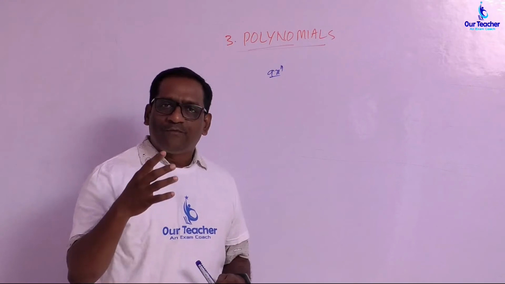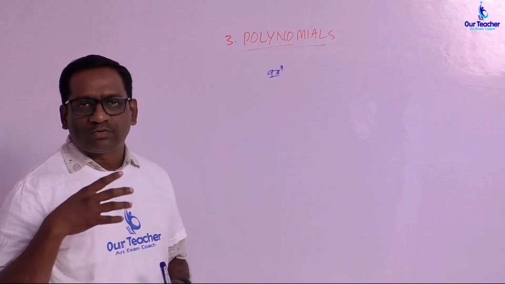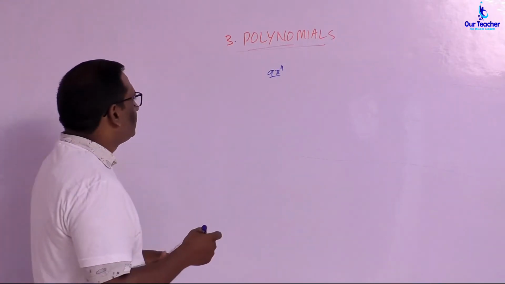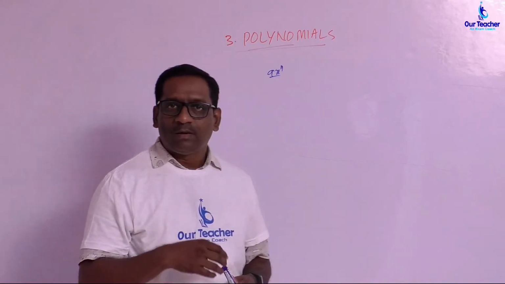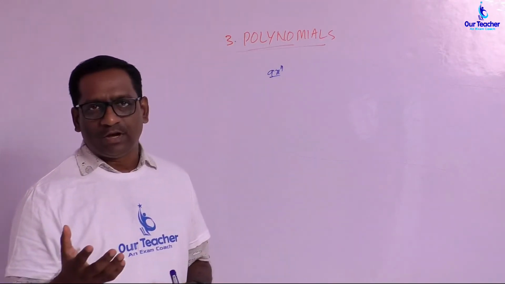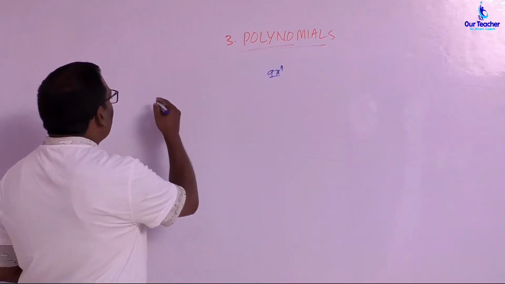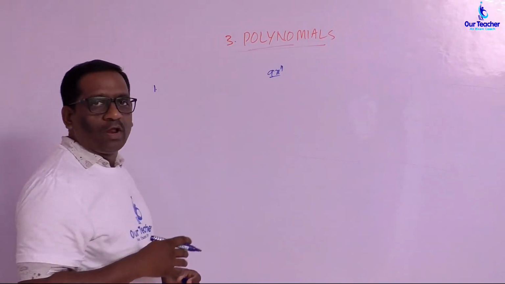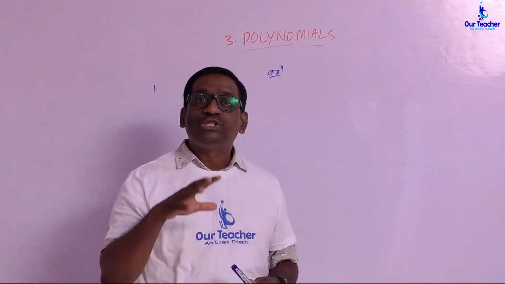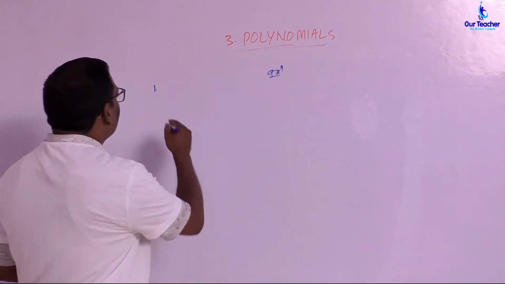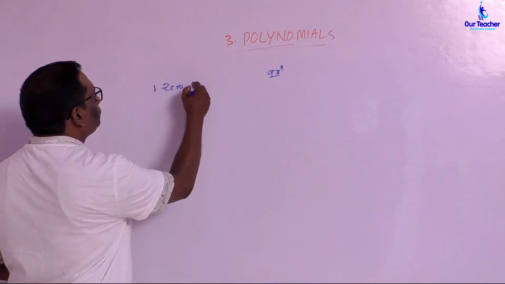So, different types of polynomials: if you take a monomial, binomial, trinomial, and a multinomial, all these are called polynomials only. Now the next topic in polynomials is zero of the polynomial. What is called zero of the polynomial?